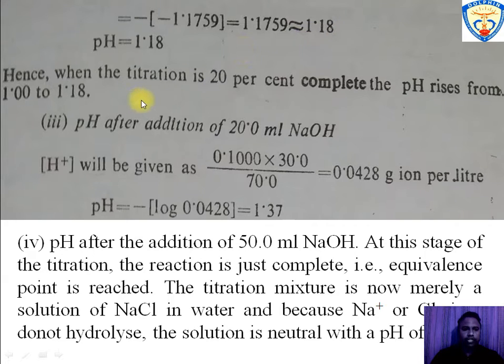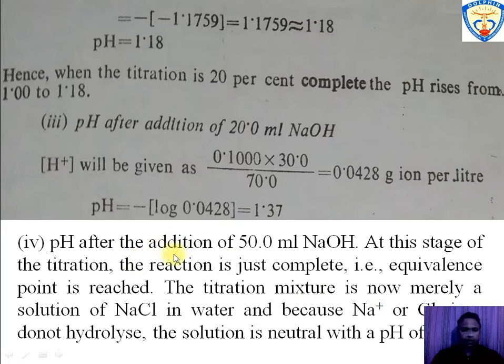There is a rise in pH from 1 to 1.18 when 20% of the reaction is completed. So pH after addition of 20 ml NaOH: the normality of HCl is calculated the same way as before, that is N1V1 equals N2V2, and the H plus concentration is equal to 0.0428 gram ion per liter, and pH will be 1.37 after completion of 40% of the reaction.